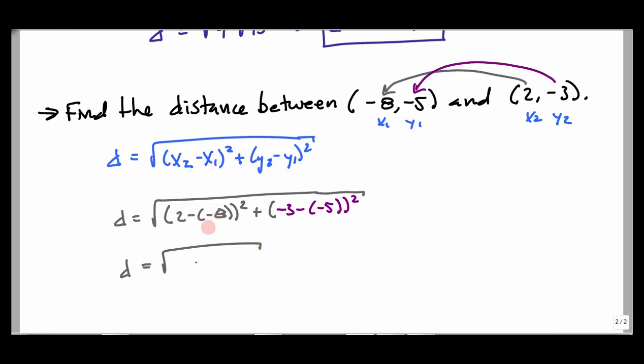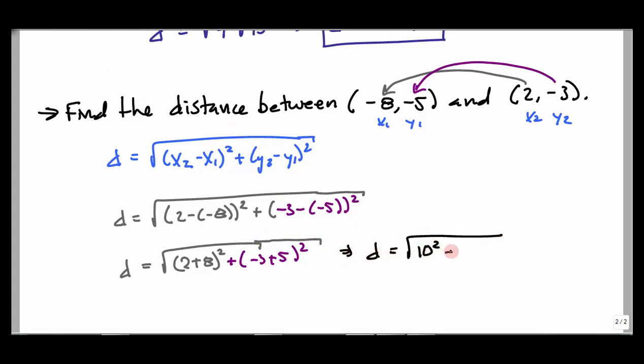Okay, so minus and negative is the same as a positive, so this is 2 plus 8 quantity squared. Here we have negative 3 plus 5 quantity squared. This goes all the way over here. Gotta extend that out. So 2 plus 8 is 10, so I have 10 squared. Negative 3 plus 5 is 2 squared.